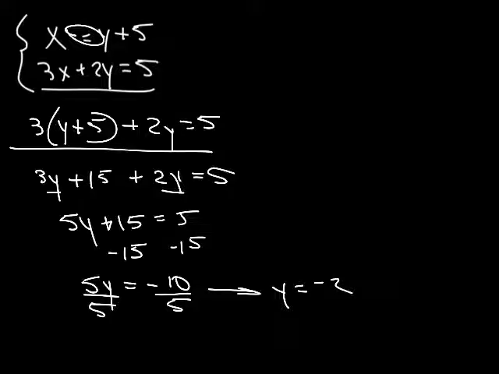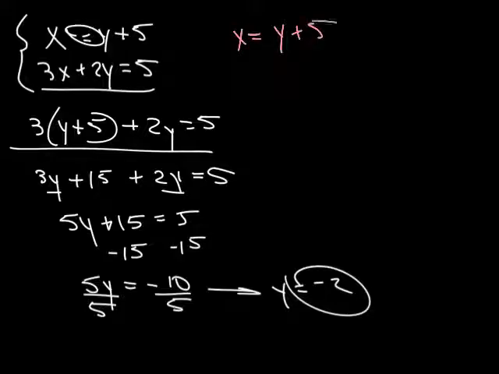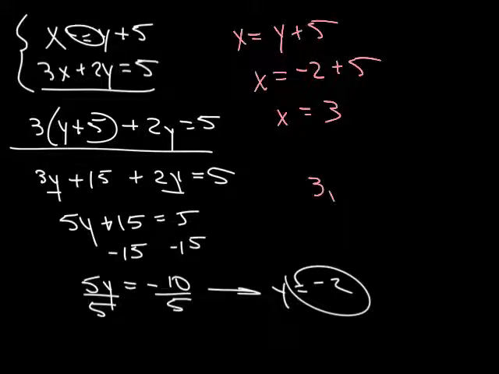Awesome. So now I know what y is, negative 2. I don't know what x is, though. So I'm going to look at either one of these equations up here, and I'm going to substitute, that word substitute again, negative 2 whenever I see a y. I'm going to take the first one because it looks easiest. So x equals negative 2 plus y, which is 3, and 3, negative 2 is my answer.